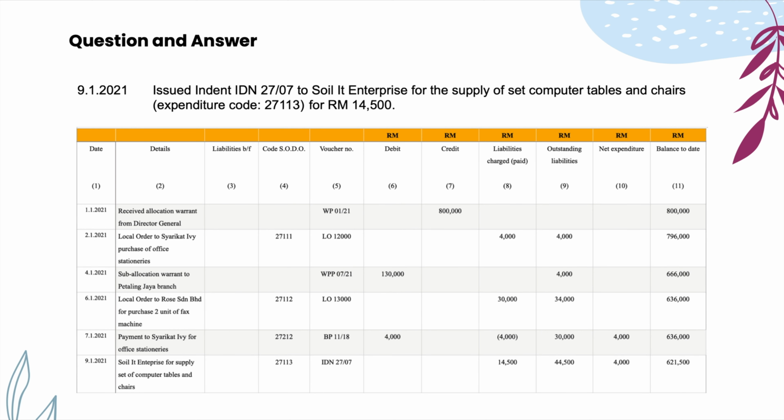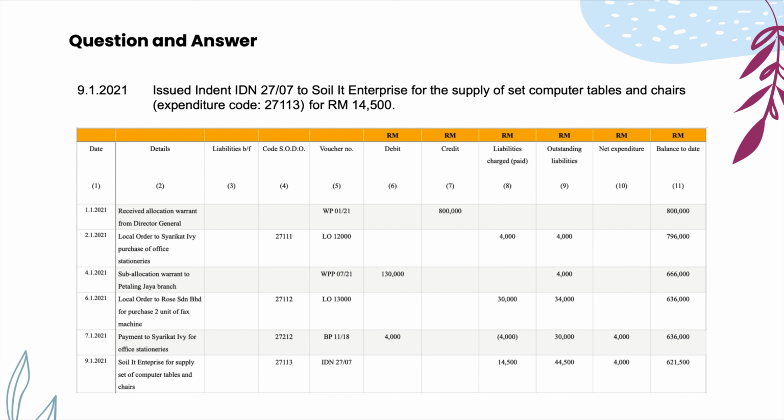The sixth transaction is on the 9th January 2021. Indent IDN 27/07 to Sol 8 Enterprise for the supply of set computer tables and chairs with expenditure code 27113 for 14,500 ringgit. So an indent is like a purchase order by the government for goods from a foreign supplier, and therefore this is a liability. What type of liability?